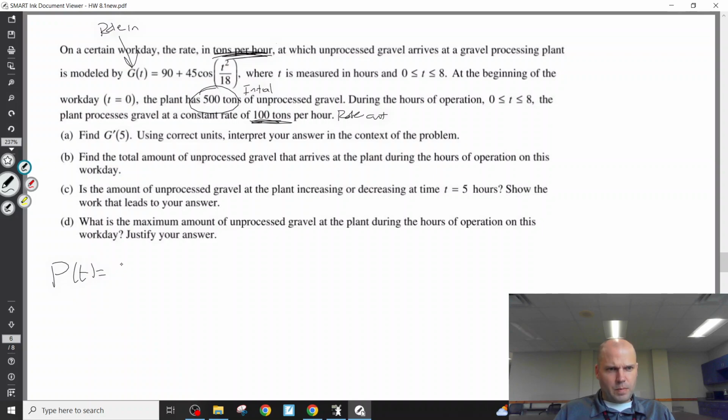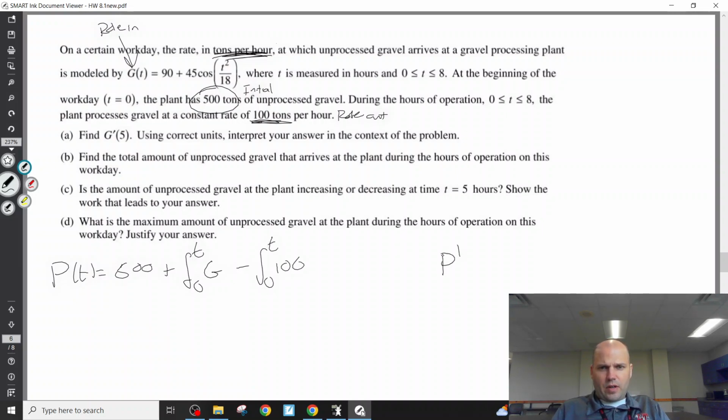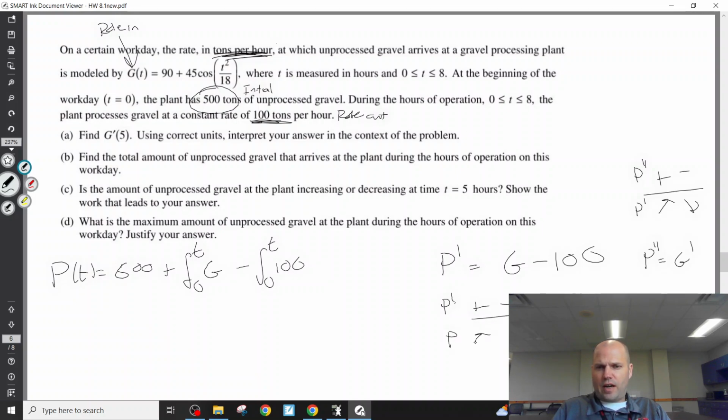My population is my initial amount plus my total in. It's good to have it listed off from 0 to time of some rate in minus the total out, 0 to some time of my rate out. My derivative of this is going to be G minus 100. My second derivative is going to be just G prime because of the derivative of 100. This will be the rate of change of the rate of change. This will be if my rate is increasing or decreasing. This will be how I'm going to check the signs of P prime to figure out if my total amount of gravel is increasing or decreasing.